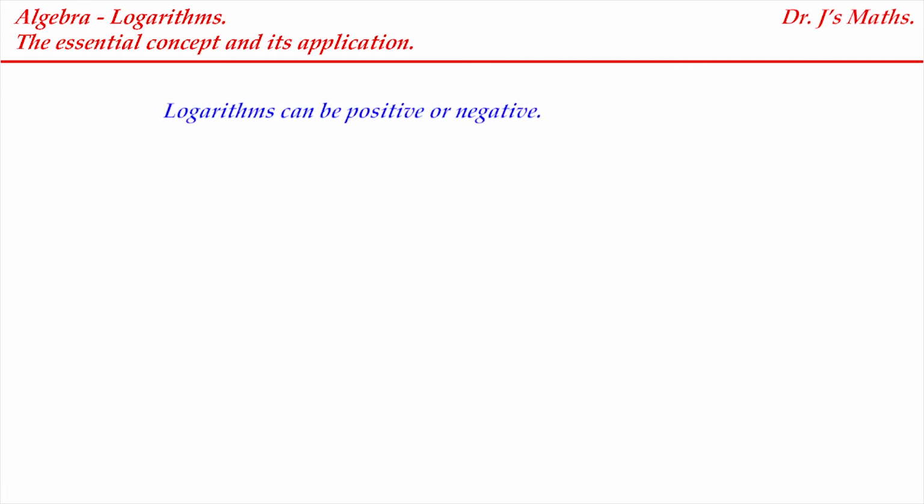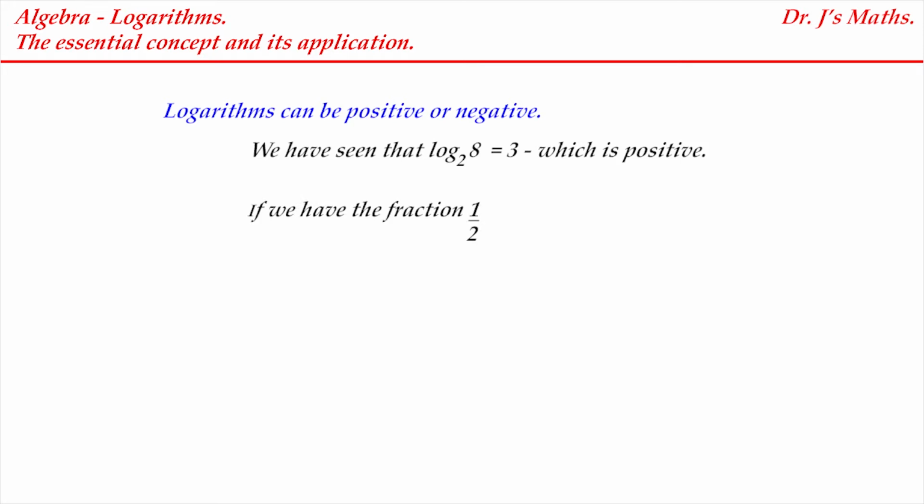Logarithms can be positive or negative. We have seen that if we wrote 8 equals 2 cubed, then log 8 to the base 2 is equal to 3, which is positive. But if we have the fraction a half, we could rewrite this as 2 to the minus 1. So a half equals 2 to the minus 1.